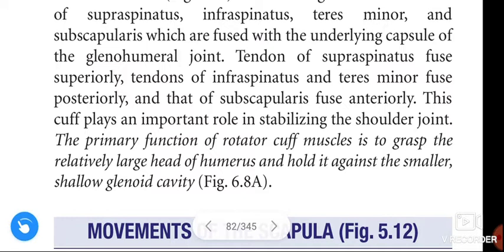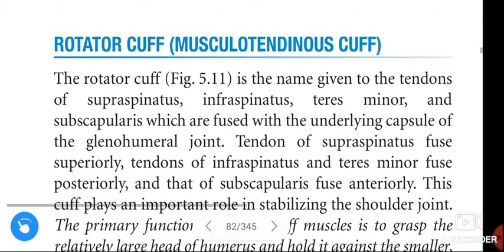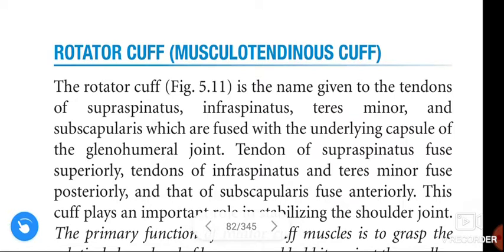The main function of rotator cuff muscles: we are talking about their primary function. These muscles grasp the relatively large head of the humerus and hold it against the smaller shallow glenoid cavity.